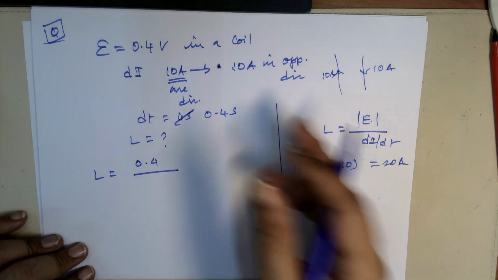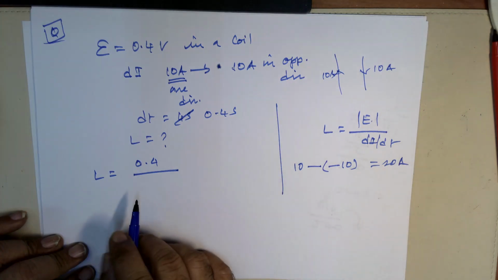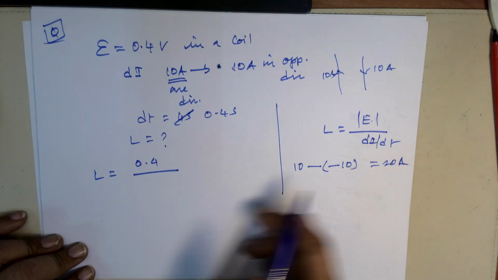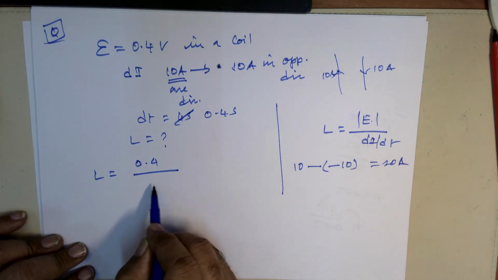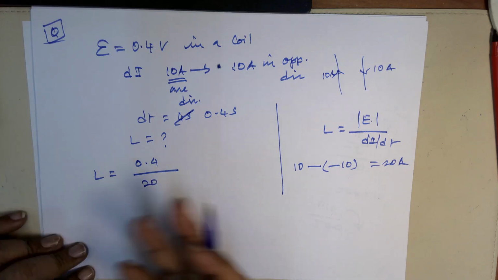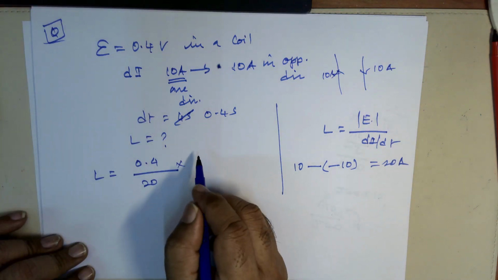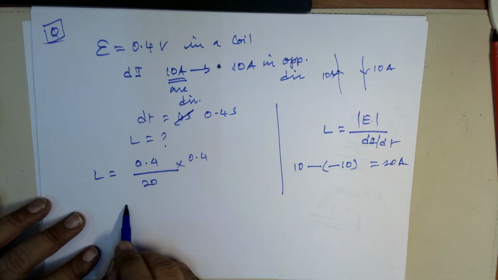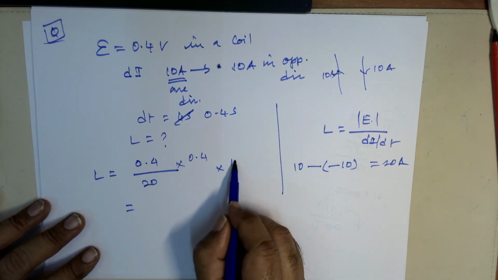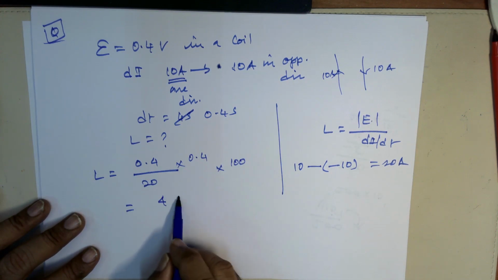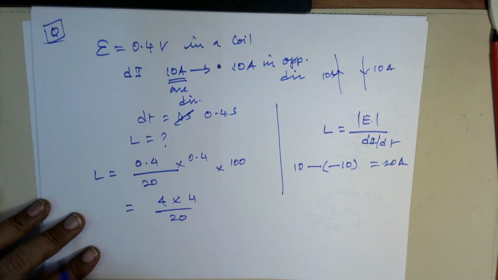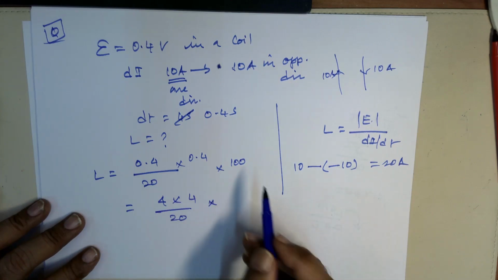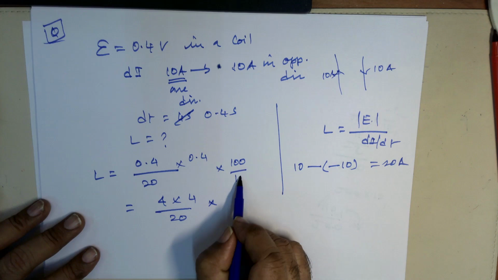You should not put 10 minus 10 0, no, it is in the opposite direction. So 10 minus of minus, so 20. So you have to put 20 ampere and bring the dt above. In how many seconds? 0.4 seconds. That's all. So what you can do? Multiply by 100 so that it becomes a 4 into 4 divided by 20. That will be easy for us to calculate. And this is 100 by 100.